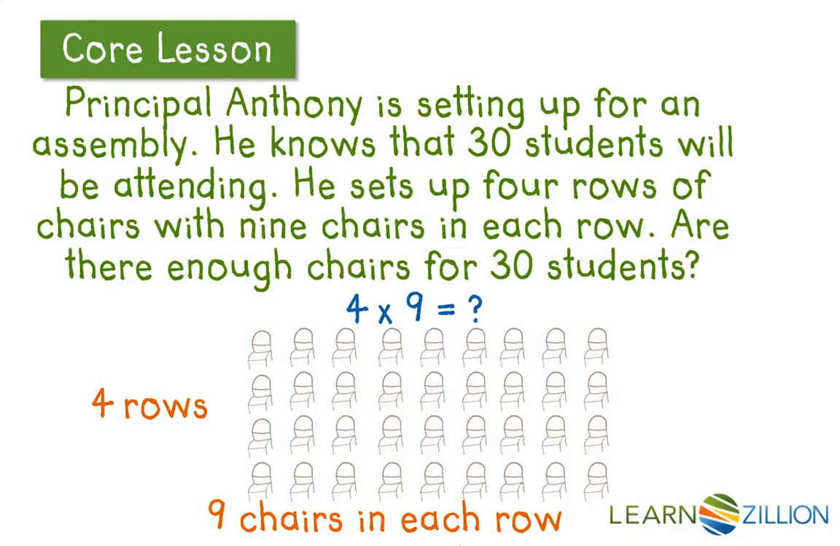When I have a larger number of marks to count, it's helpful for me to keep track of how many chairs I've drawn at the end of each row. 1, 2, 3, 4, 5, 6, 7, 8, 9, 10, 11, 12, 13, 14, 15, 16, 17, 18, 19, 20, 21, 22, 23, 24, 25, 26, 27, 28, 29, 30, 31, 32, 33, 34, 35, 36. This array has 36 chairs in it.